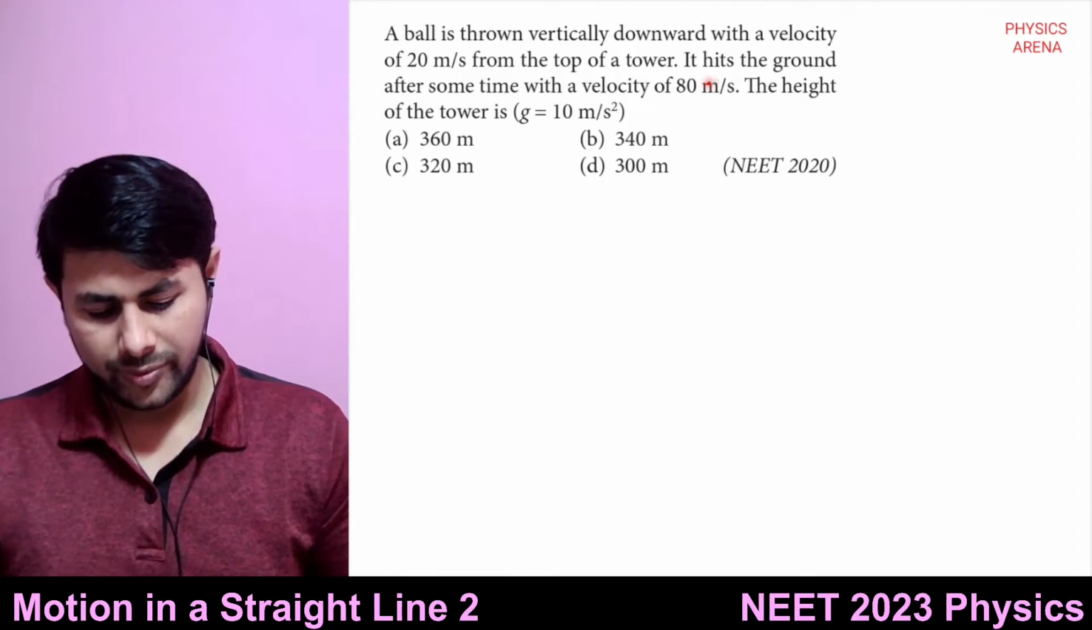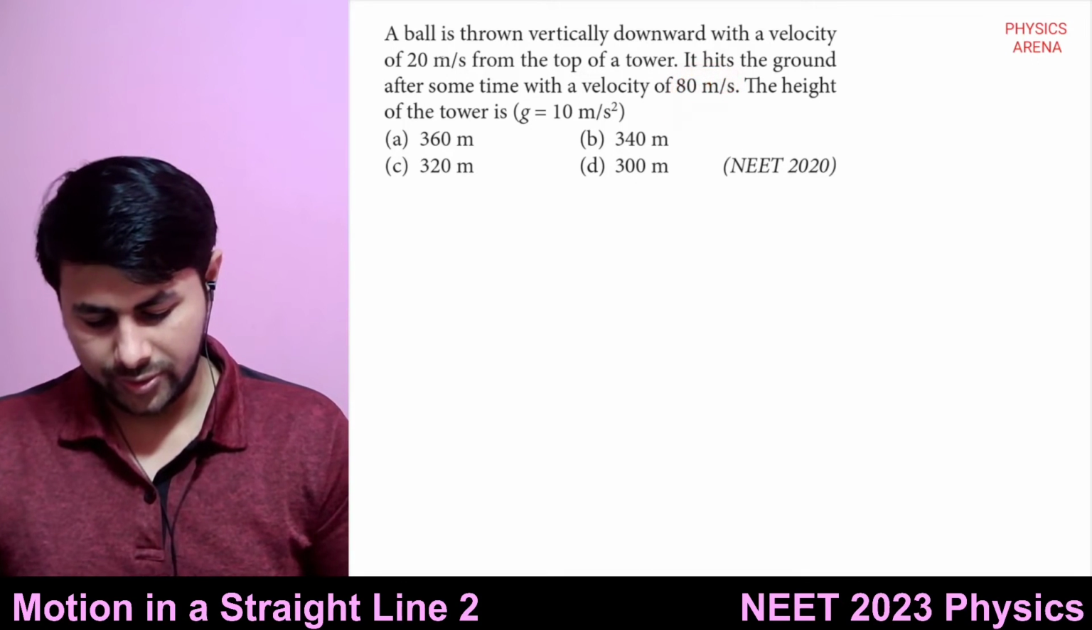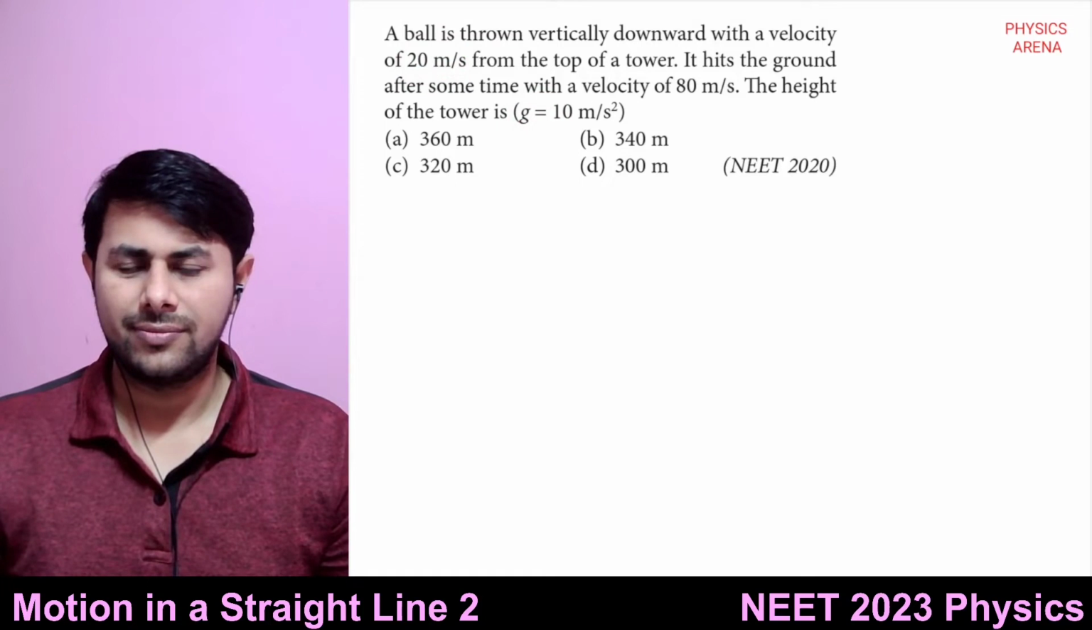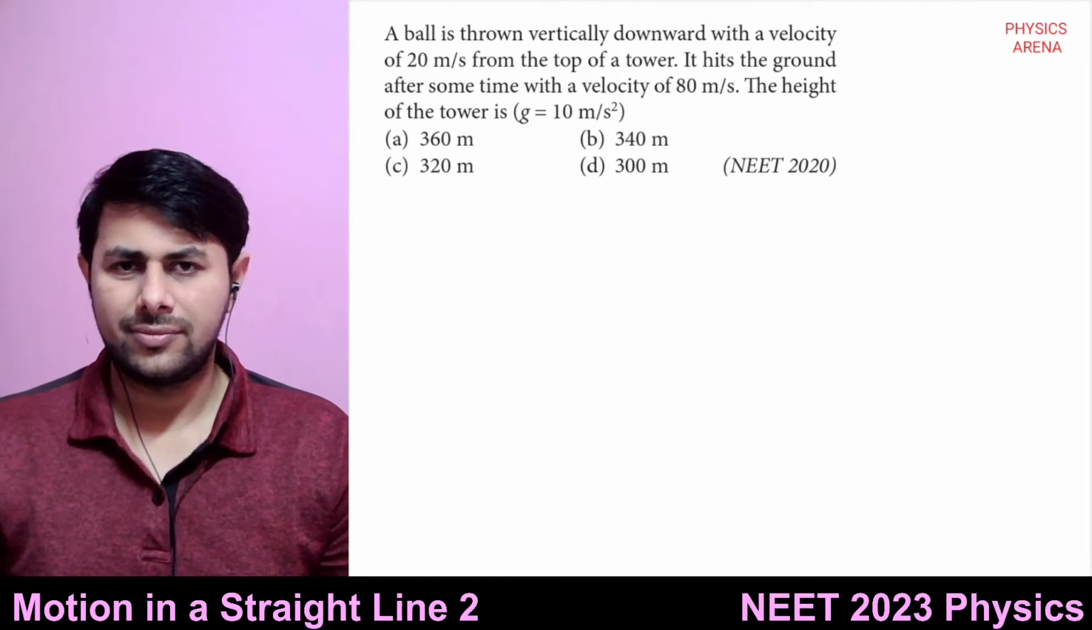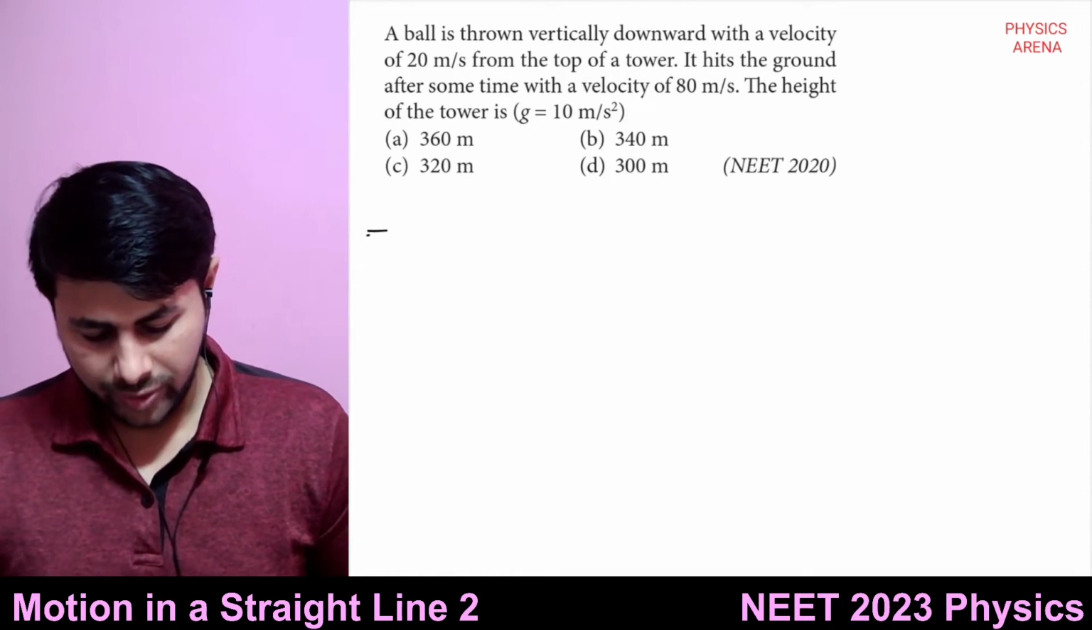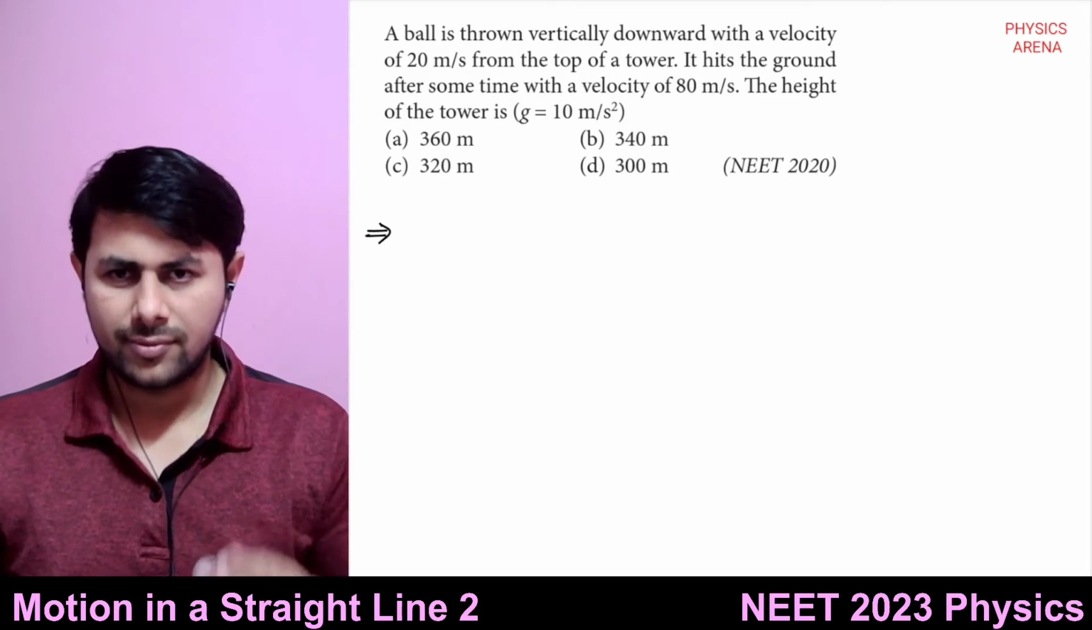You have final velocity, you have initial velocity, you have acceleration. We want to find out the height. So it is v square equal to u square plus 2as.